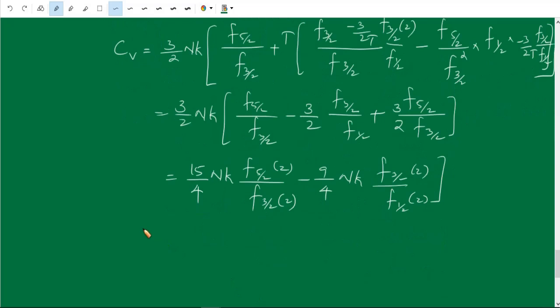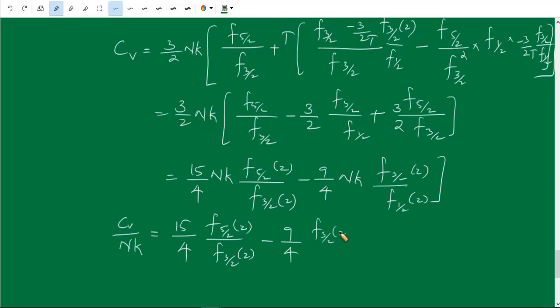Or we can write CV divided by NK is equal to 15 divided by 4 f 5 by 2 divided by f 3 by 2, minus 9 by 4 f 3 by 2 of Z divided by f 1 by 2 of Z. Okay, so this is the actual expression for the specific heat capacity of the Fermi system.